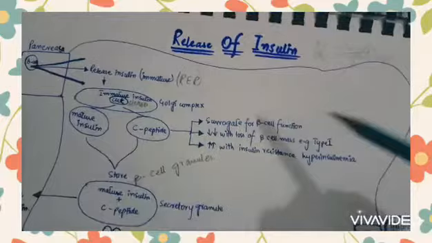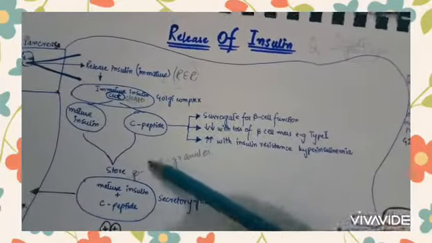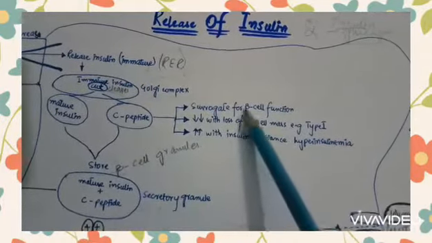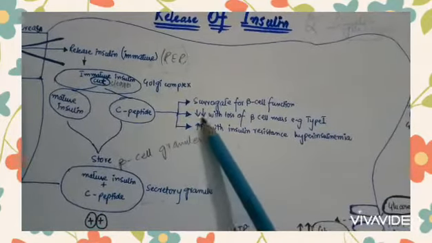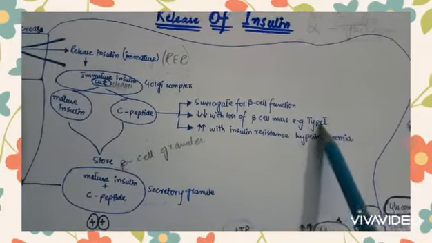So what is the role of C-peptide? C-peptide is a surrogate for the beta cell function. It has the same function as insulin. It decreases with the loss of beta cell mass, as in type 1 diabetes.